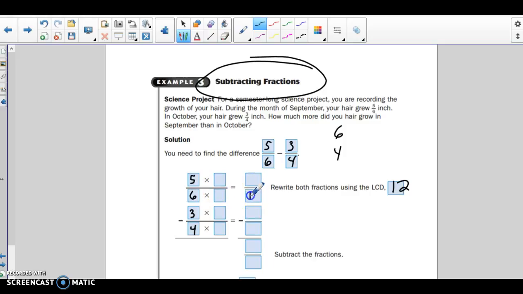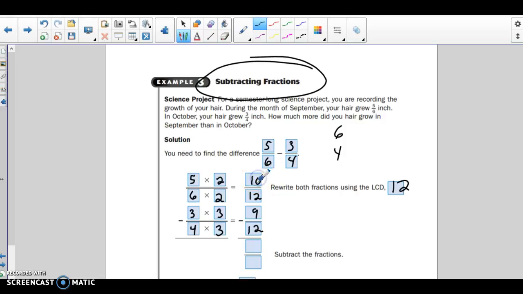Okay, so we have 12ths and we have 12ths. Now the question is, what do we do to 4 to make it 12ths? Multiply by 3. What you do to the bottom, you must do to the top. 3 times 3 is 9. And what do we do to 6 to make it 12ths? Times 2. What you do to the bottom, you must do to the top. 5 times 2 is 10.